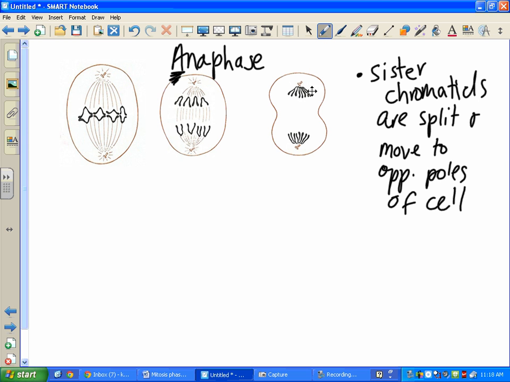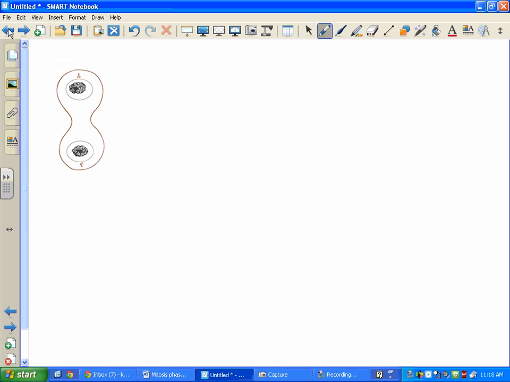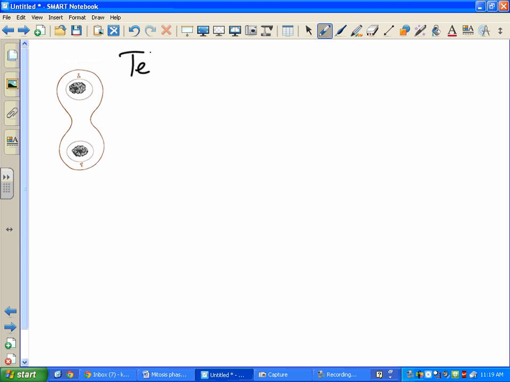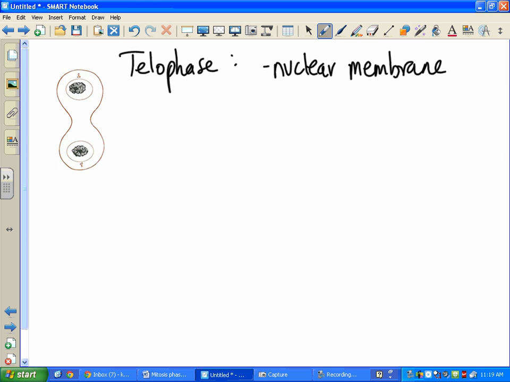And then the last thing to happen is telophase. So all that happens there ends up looking like this. All that happens in telophase is the chromosomes uncondense back into spindly stuff. The nuclear membrane comes back, so it's preparing to be a regular cell again. So nuclear membrane returns. Chromosomes decondense or uncondense.